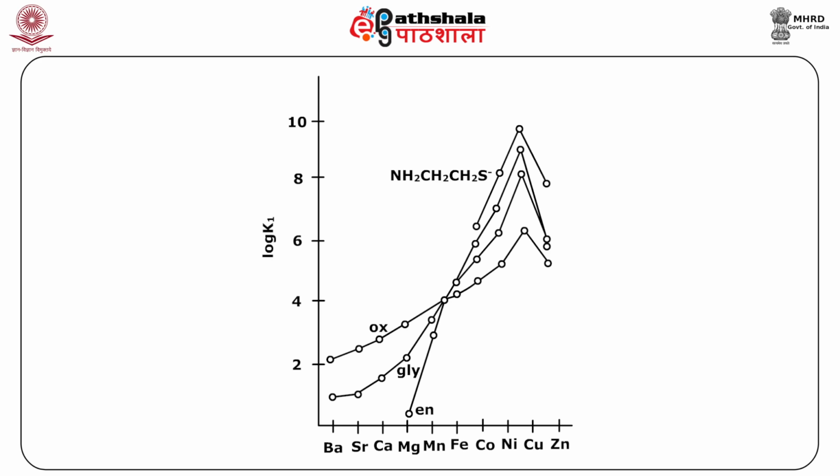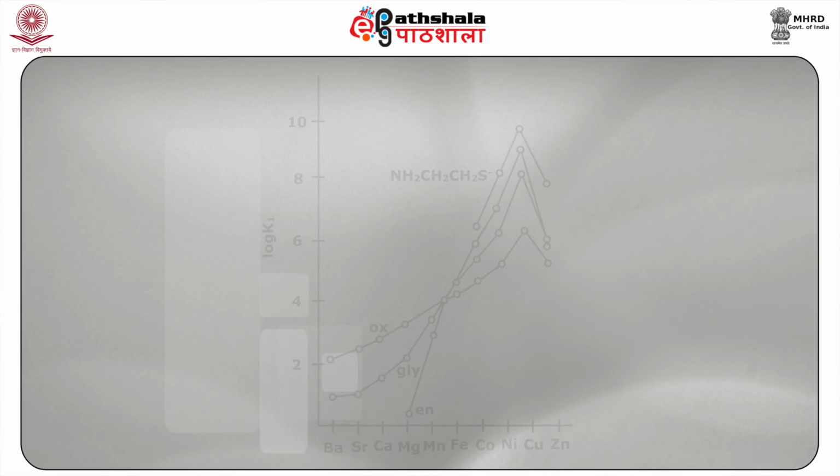The log Kf values of barium, strontium, calcium, magnesium, manganese and zinc complexes lie on a line because there is no additional CFSE. Though copper 2+ complexes have an additional eg antibonding electron, they are more stable than nickel 2+ complexes. This is due to the Jahn-Teller distortion.